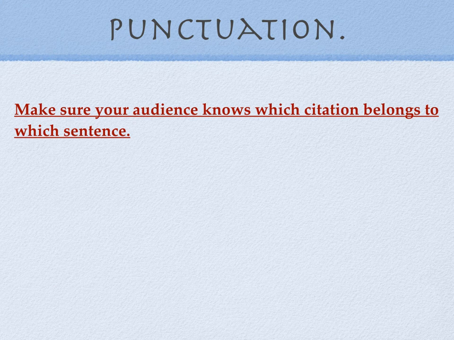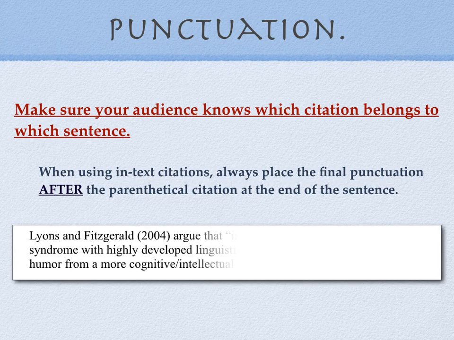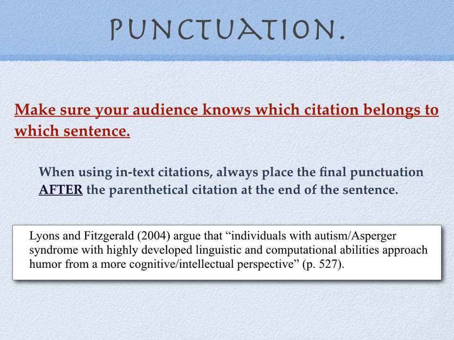Now, make sure your audience knows which citation belongs to which sentence. When you're citing source information for a particular sentence, the period comes after the parenthetical citation. In this example, we've already presented the names of the authors and the publication date as a grammatical part of the sentence, but we need to include the page number. Since we're quoting the material, we want to close our quotation marks first. Then we put the parenthetical citation with the page number information in it. And then we put the period at the end of the sentence. That way we know all that information belongs with this sentence.